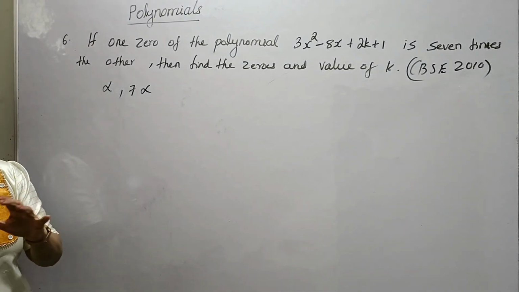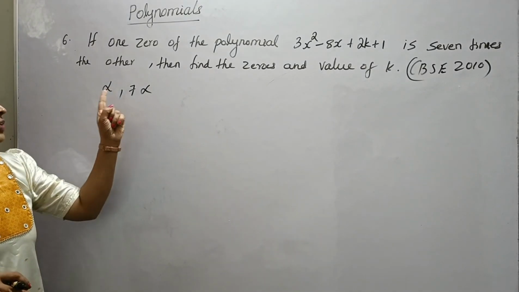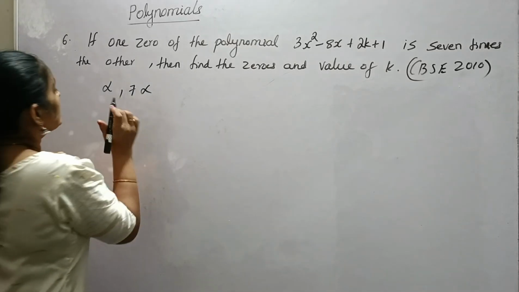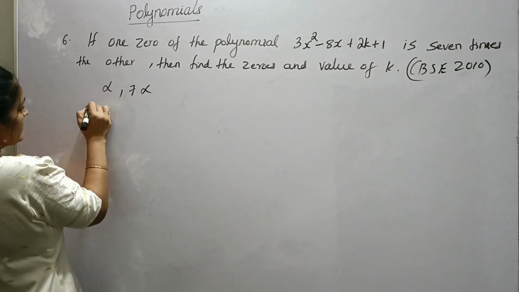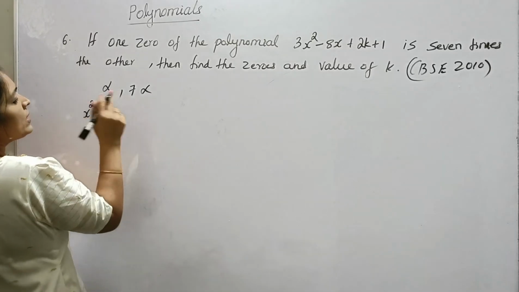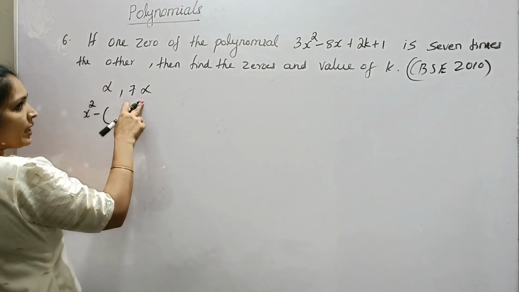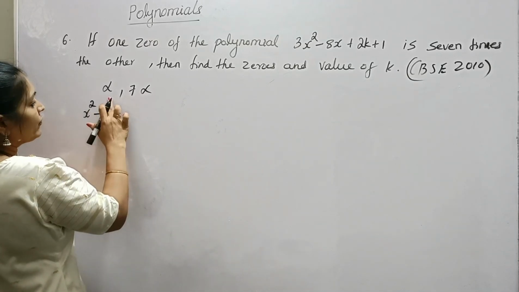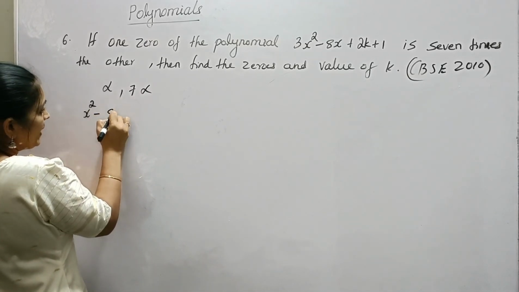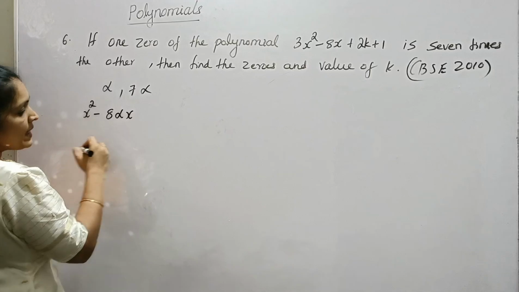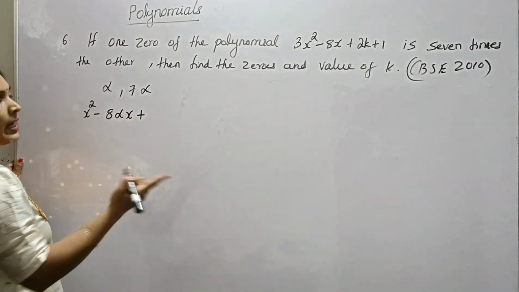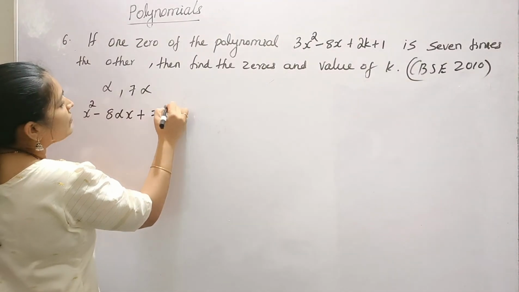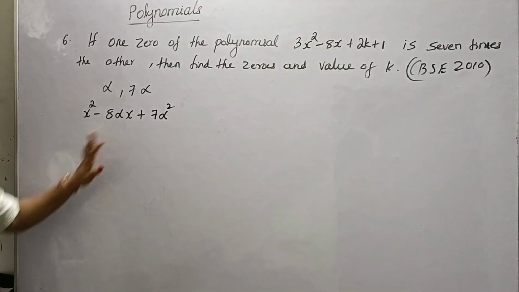First of all, let's write the general polynomial. If alpha and 7 alpha are the zeros, then the polynomial will be x² − (alpha + beta)x + alpha·beta. Here alpha + 7 alpha is 8 alpha, so we can write x² − 8 alpha x + alpha into 7 alpha, that is 7 alpha².